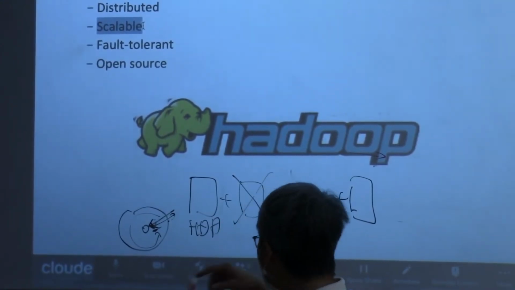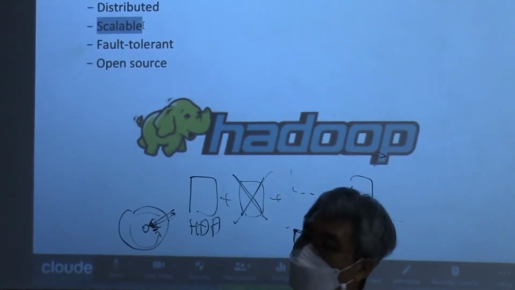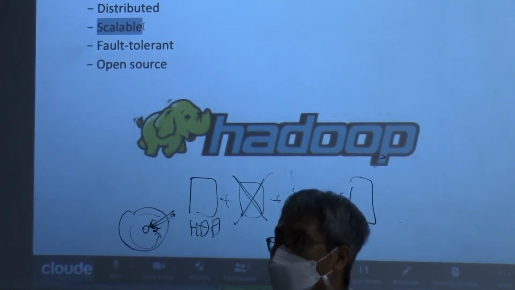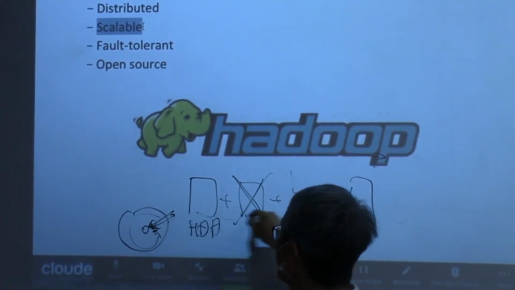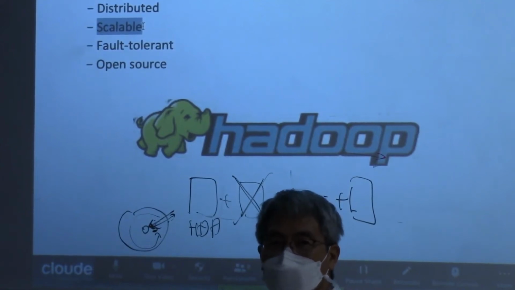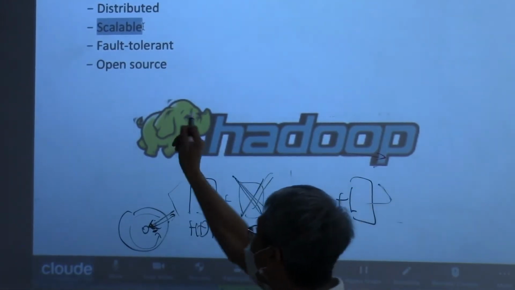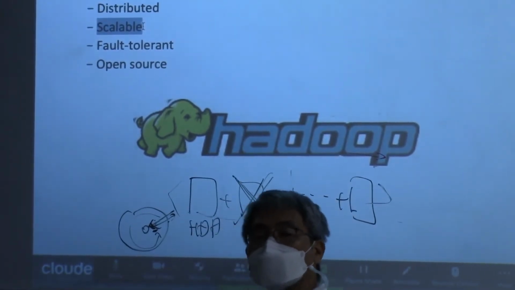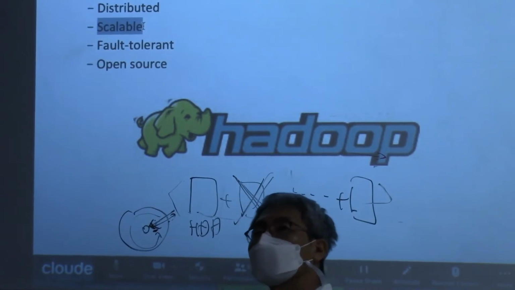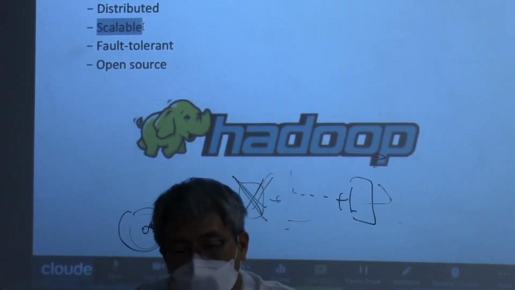So the same thing: when you have such a distributed system, if one part fails and then your entire system is gone, nobody wants to use your system. But even though one part fails, if your entire system is still available, then it's tolerable for such a failure. So fault tolerance is another issue.